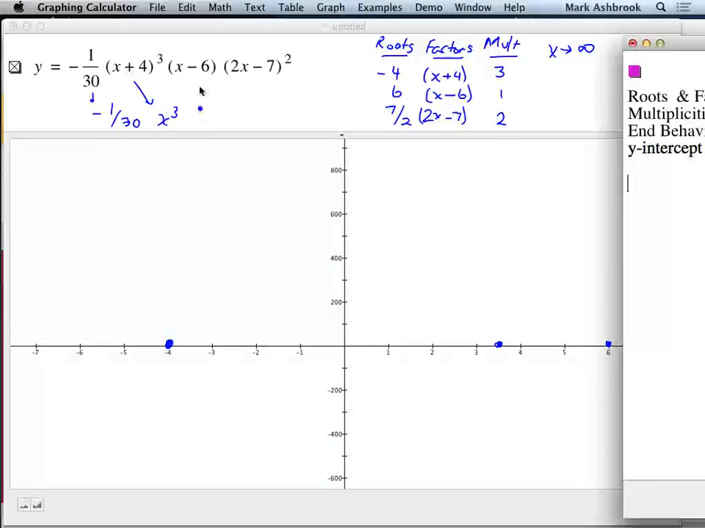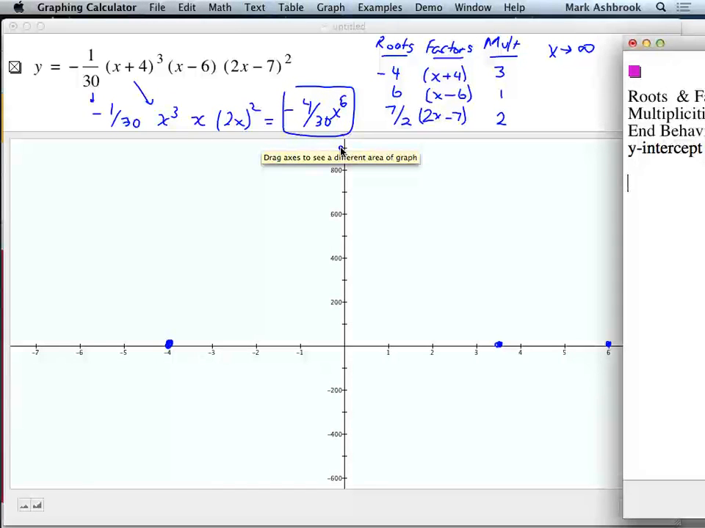Times x times 2x squared, you get negative 150 x to the 6th. Negative 4 over 30, or negative 2 over 15, x to the 6th. Is that what we said? Yes, the leading term. So we have to get the leading term to get the end behavior, and you should have gotten negative 2 over 15 x to the 6th.